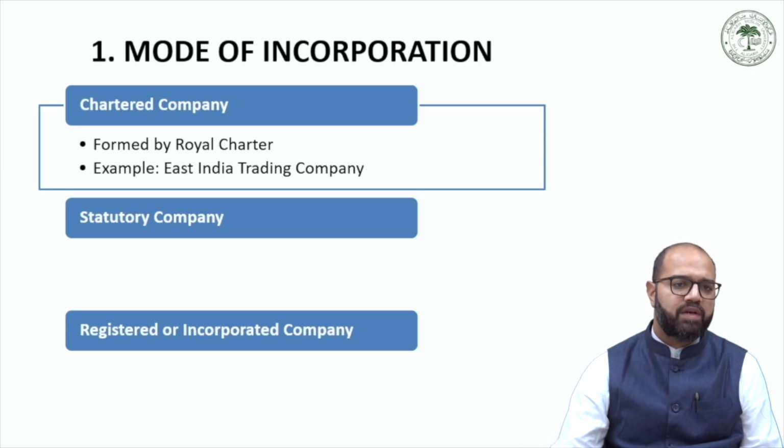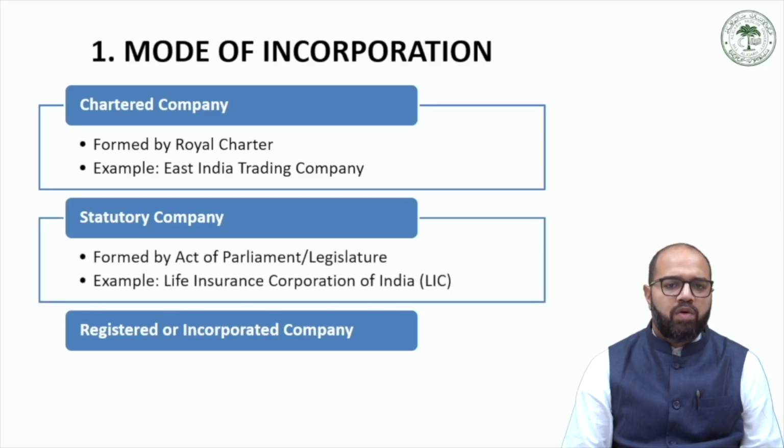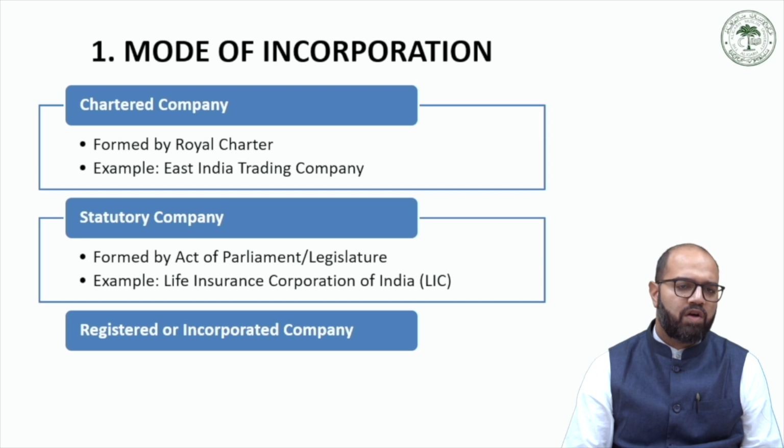The next kind of company that we'll be discussing is a statutory company. Now, as the name suggests, these companies are formed by a statute. A statute can be an act of parliament or an act of state legislature. Otherwise, these companies are also popularly known by the name of statutory corporations or public corporations. Their existence, powers, objectives, and limitations are defined by a specific legislative law.